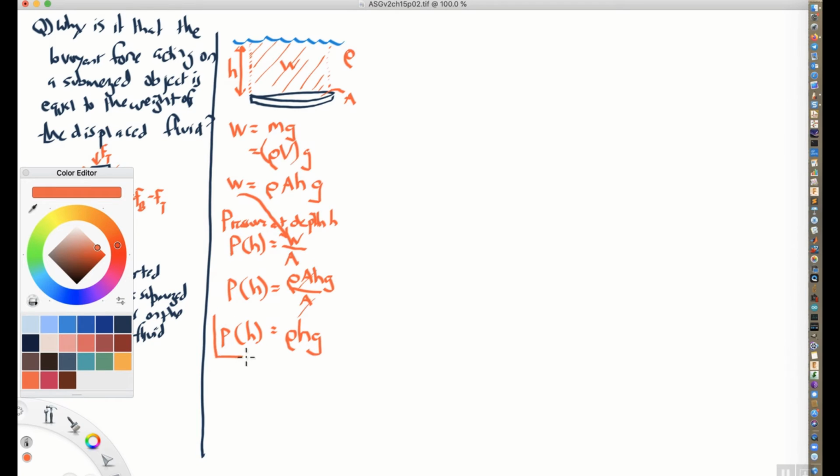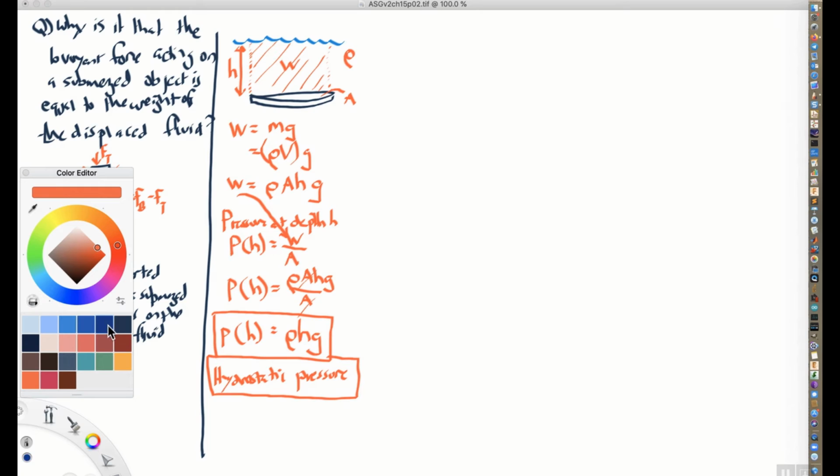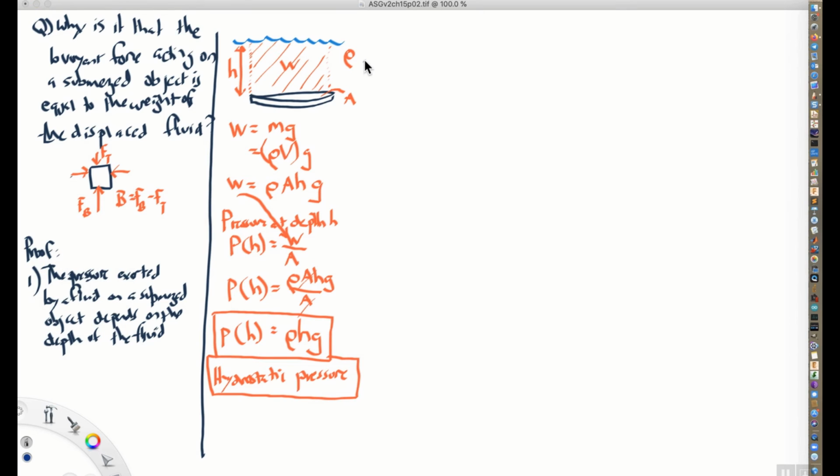This formula is a very important formula. It tells us what the pressure is at any depth h in a fluid. This is called the hydrostatic pressure at that depth. So anytime you have some object submerged in a fluid and it's at some particular depth h, we can find the pressure at that depth. Okay? Now, that's step one.